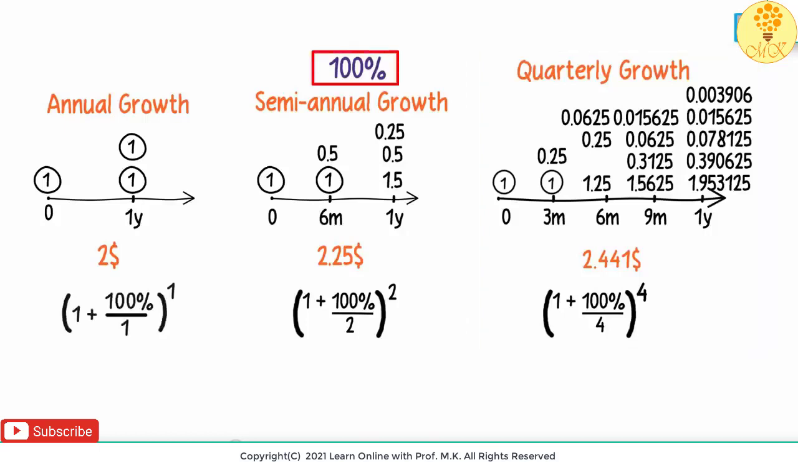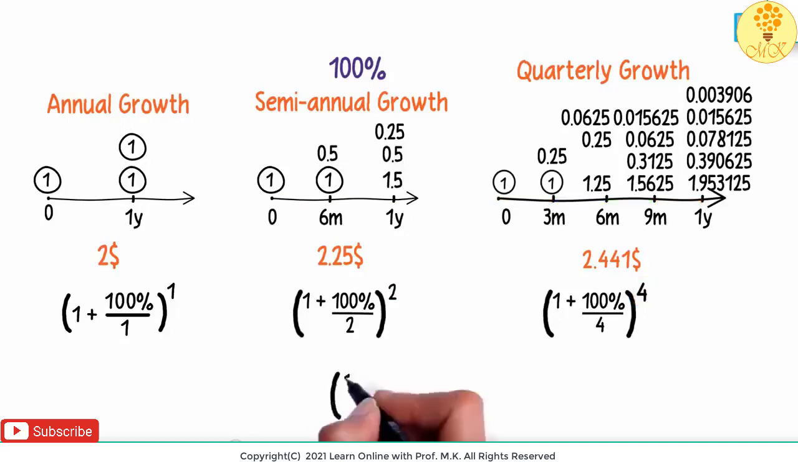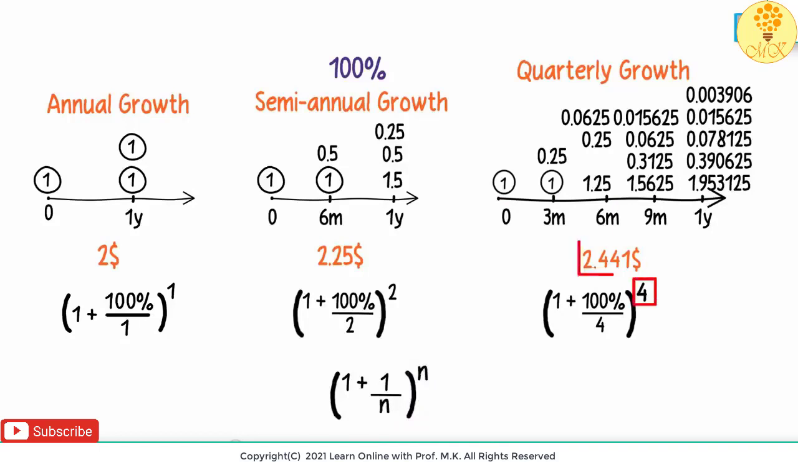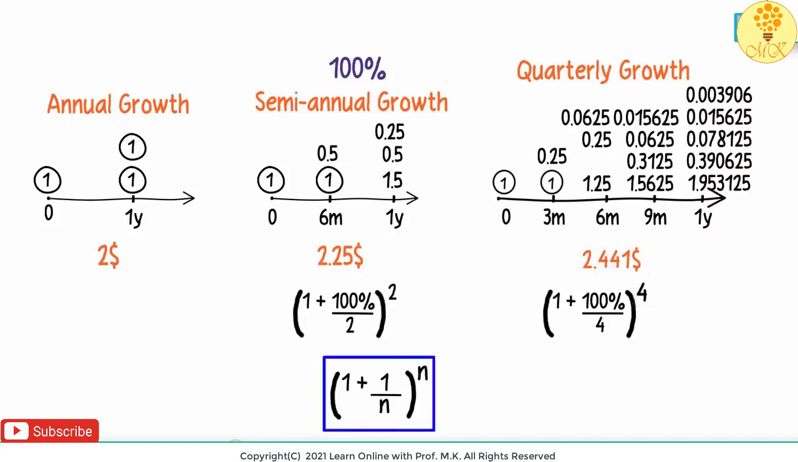The 100% is nothing but 1. If 2 time periods, then we have 2 here. If 4 time periods, then 4 here. So the formula for n time periods would be 1 plus 1 over n, the whole raised to n. Clearly, the more the number of time periods, the higher the returns. This will give us the dollar value at the end.